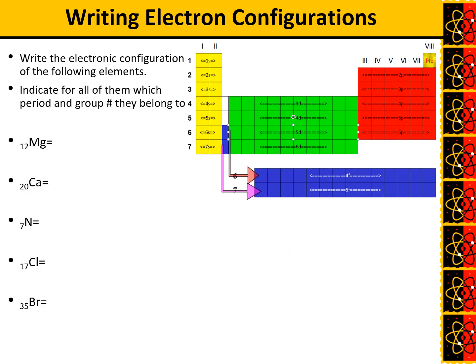Okay, so what we are going to do is the electronic configuration of these elements that I have here. And I have magnesium, calcium, nitrogen, chlorine, and bromine. So the first thing that I'm going to put here is locate the elements. Magnesium is here, Mg. Calcium is here, Ca. Nitrogen is, I'm going to change the color. Nitrogen is, I think, here, nitrogen. Chlorine is here, and bromine is here.